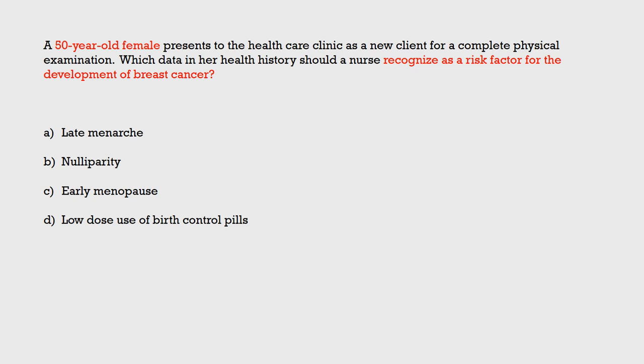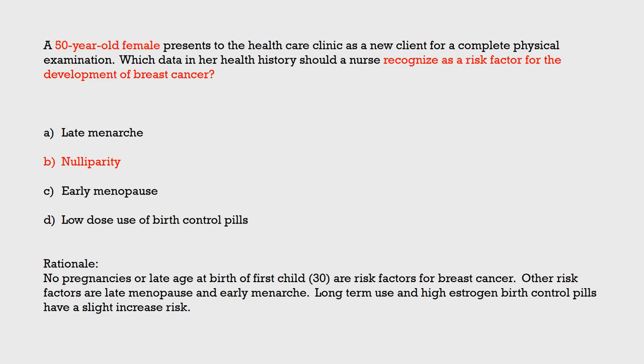So remember, it was an early period that put them more at risk for breast cancer, and so we can eliminate A. And it was late menopause that put them at risk, so we can eliminate C. And I don't believe birth control was on that list, but this nulliparity, that's saying that she's had no pregnancies. Parity is pregnancy, and null is none. So our correct answer is B. No pregnancies or late age of birth for your first child after age of 30 are risk factors for breast cancer.